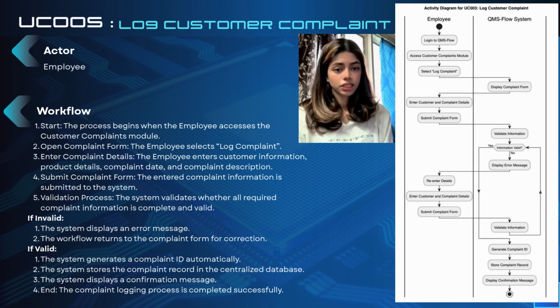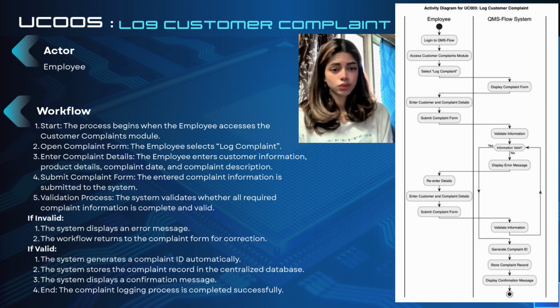If the information is incomplete or invalid, the system displays an error message and the employee needs to re-enter the details. If the information is valid, the system automatically generates a complaint ID, stores the complaint record in the centralized database, and displays a confirmation message. The complaint logging process is then completed successfully.